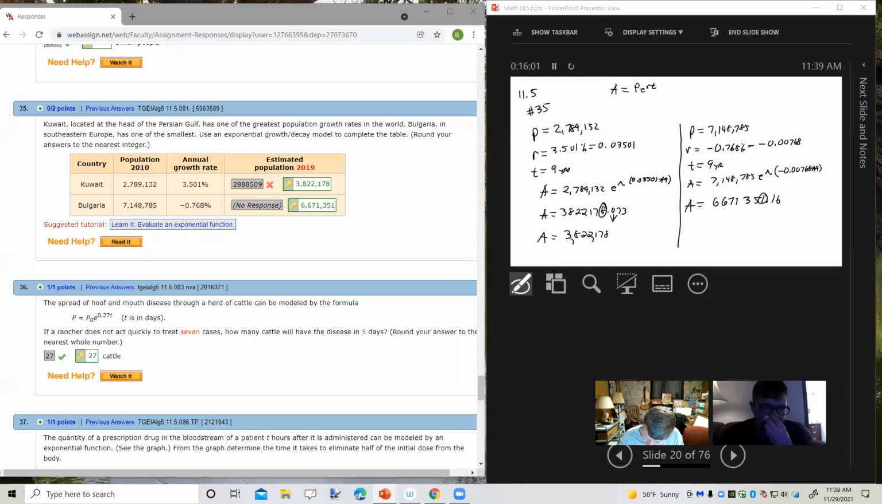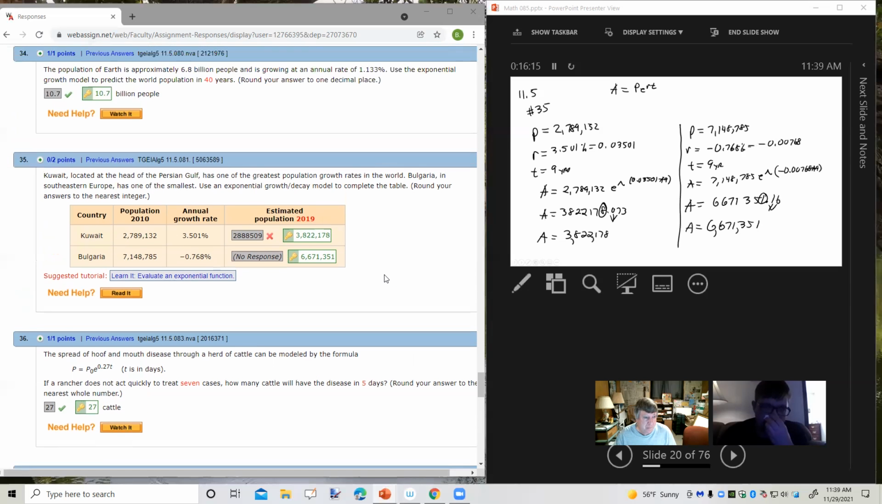6,671,351.16. Here's the nearest integer. The 1 in the 10th place would round down, 6,671,351. So 6,671,351 would be the answer to that problem.